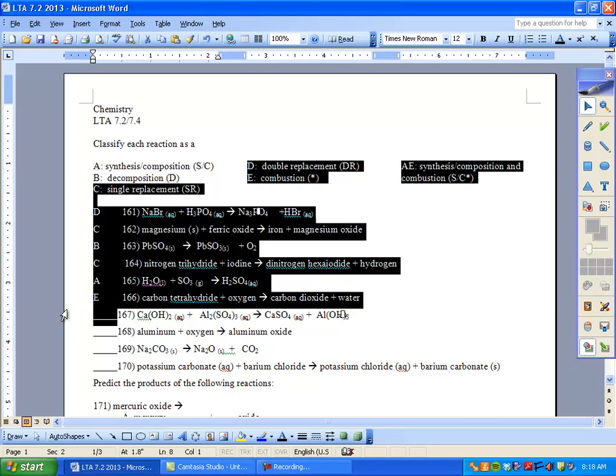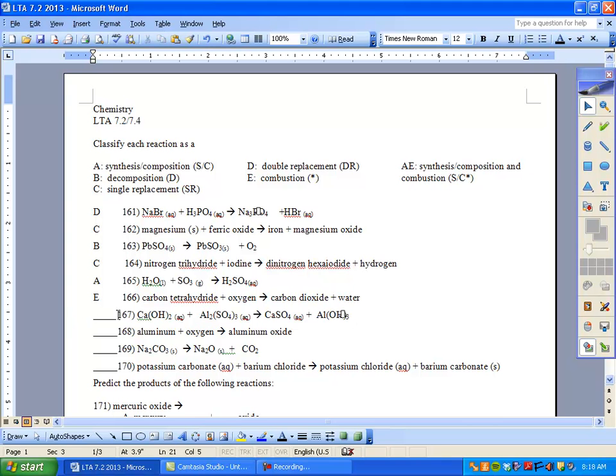Number 167 is a double replacement. Sorry, I'm getting a little crazy with my cursor there. Double replacement, my hydroxide, my OH over here, is switching partners. Here it was with calcium. Now calcium is with the anion sulfate over on this side, and the OH is with the aluminum on the product side. Number 168, I see two things coming together to make one product, which makes that a synthesis composition, A. However, this one is also reacting with oxygen, so it is also a combustion.